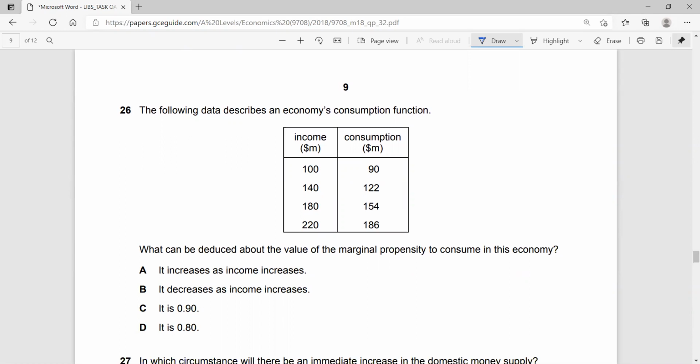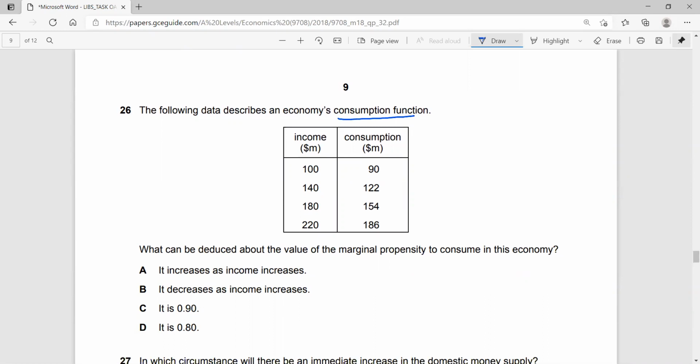Yeah. So the following data describes an economy's consumption function. So how much they consume. And they've given us income levels and subsequent consumption levels. What can be deduced about the value of the marginal propensity to consume, so your MPC, in this economy?